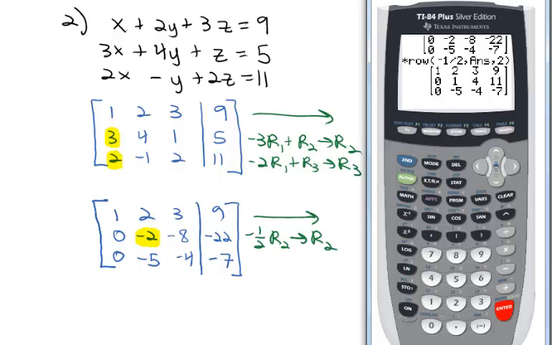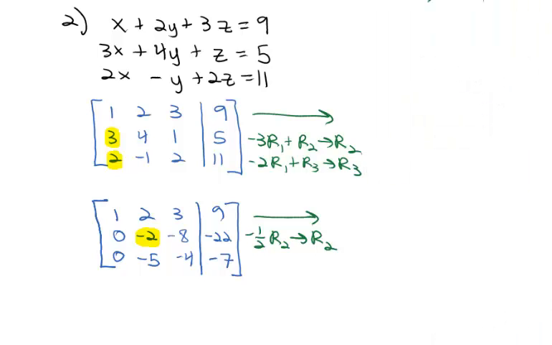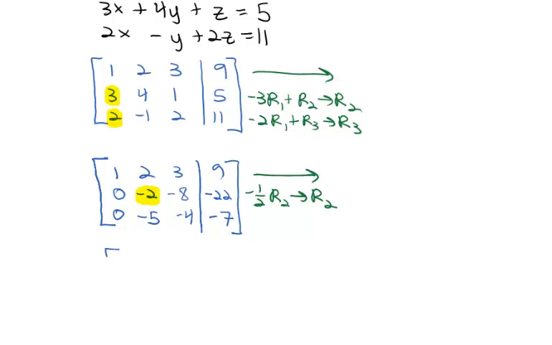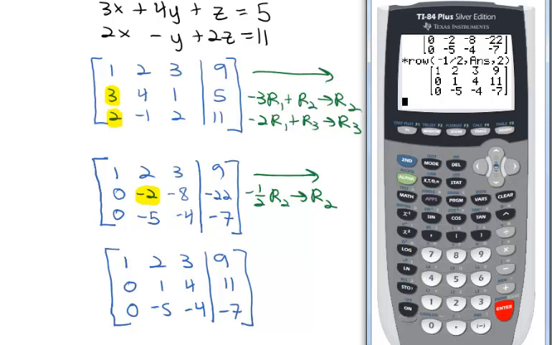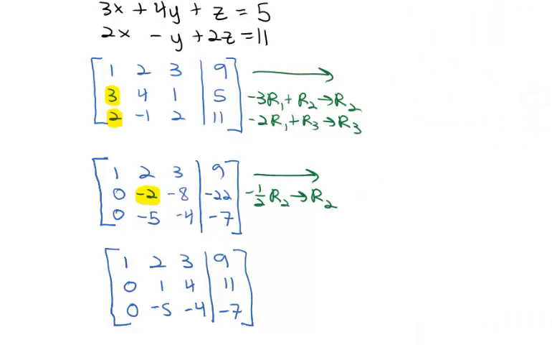So it looks like it's 1, 4, 11 in the new row. So the top row's unchanged. 1, 4, and 11 in the new row, and the bottom row unchanged. Make sure I got that typed in there right. Yes. So now we're ready to get zeros above and below.